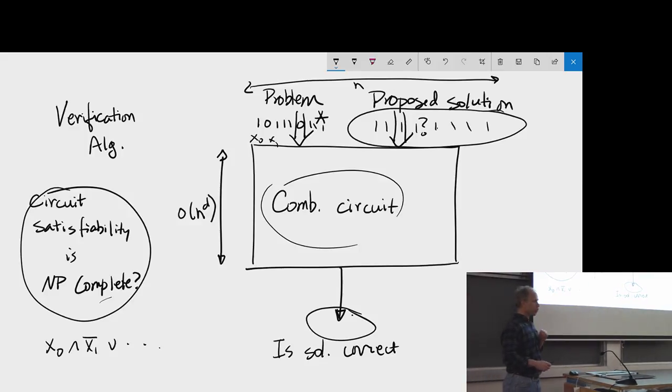So that argues that if this problem is NP complete, then the problem of taking a big old Boolean expression and deciding how to make it true is also NP complete. Problems are equivalent.